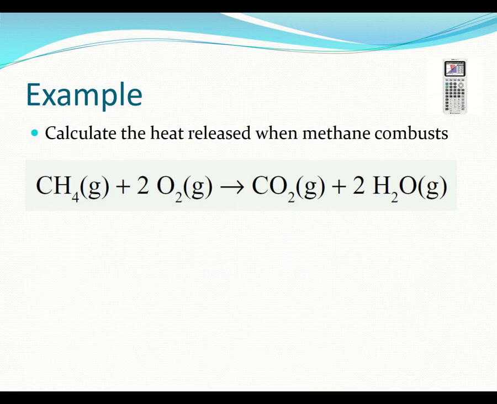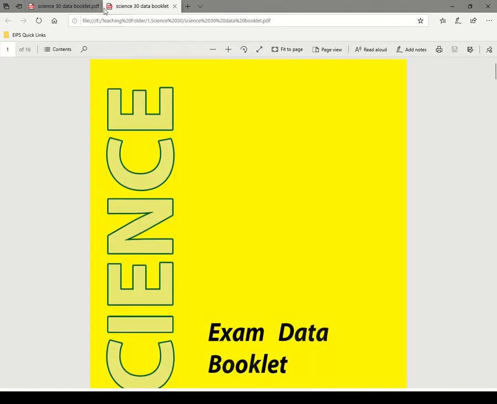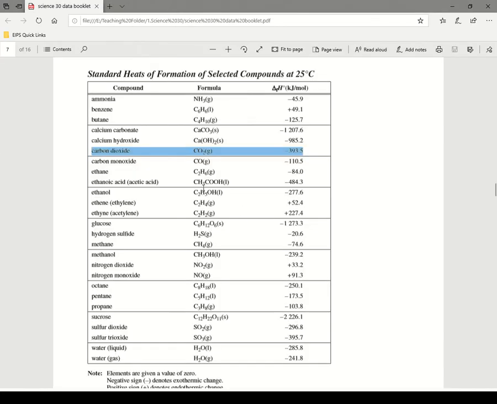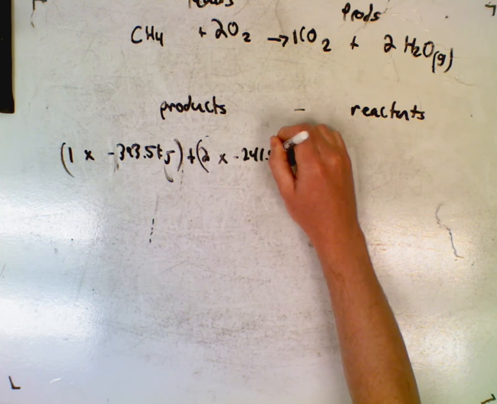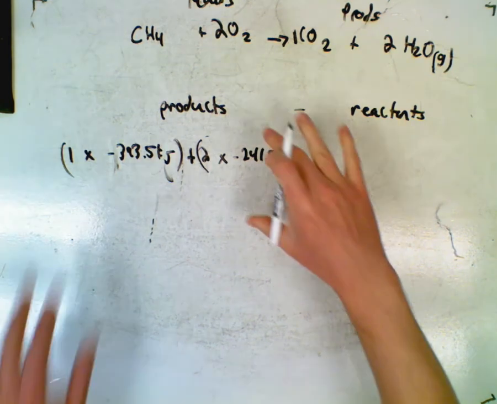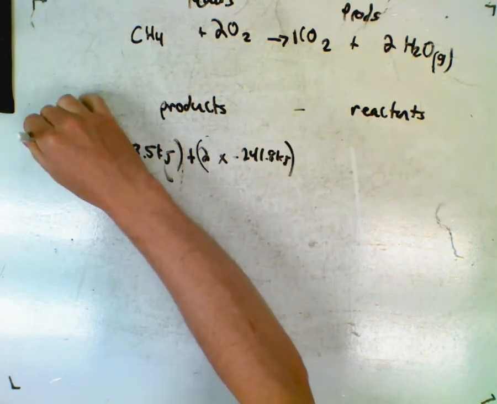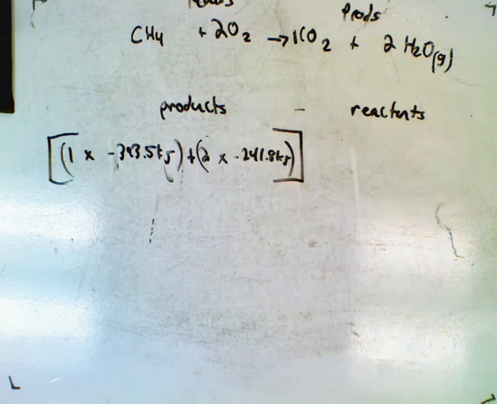Where is that? Oh, it's in Internet Explorer, that's why. Sorry. So you can see that there's water gas and water liquid. Well, we want to look up the water gas value, which is negative 241.8. So that's what I'm going to add here, negative 241.8 kilojoules. Okay, so these are both my products. So after I put my products together, I'm going to put a big bracket around them. I need that because that's how I'm going to type it into my calculator.